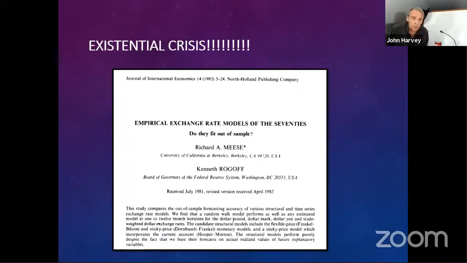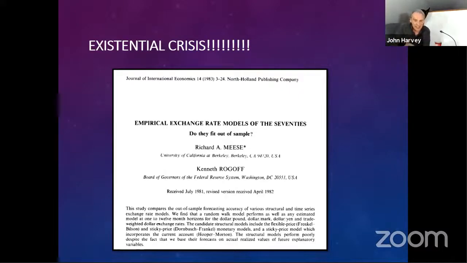They got it published in something called the Journal of International Economics, which is apparently a very popular neoclassical journal. I just want to point out two things here in the abstract. One is where they point out in the second sentence that we find a random walk works as well. So in other words, a random movement of the exchange rate. Let's just say it goes up by 10 tomorrow. I don't know. That worked as well as any of their models.